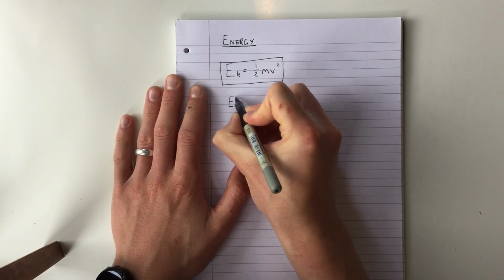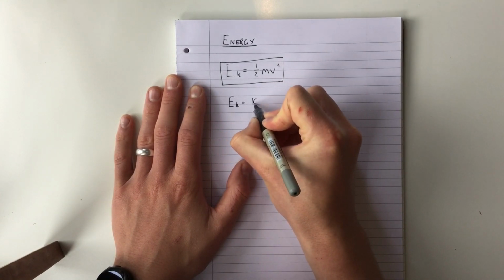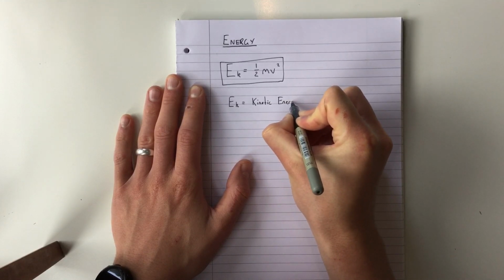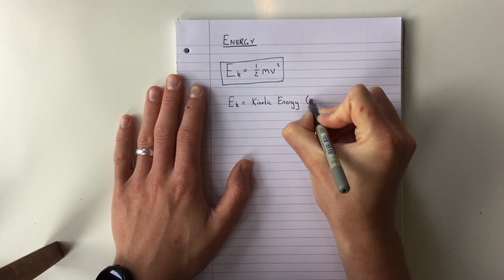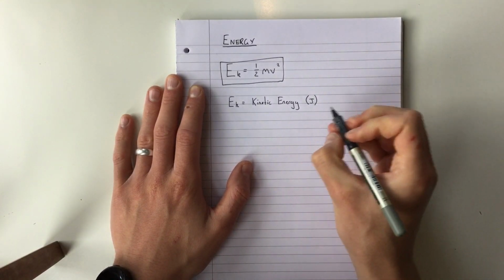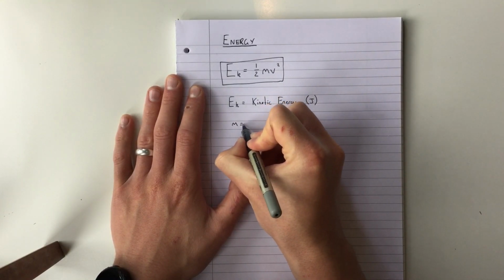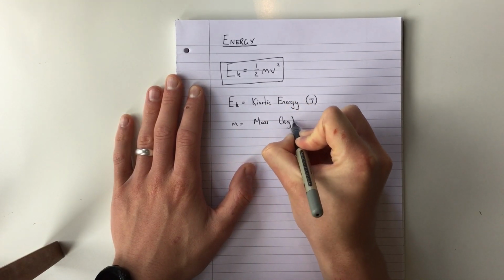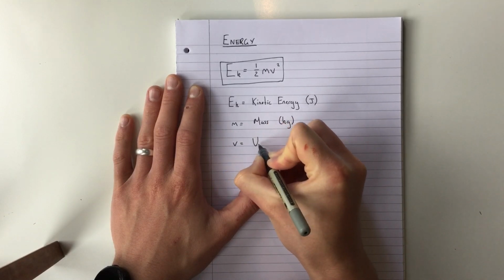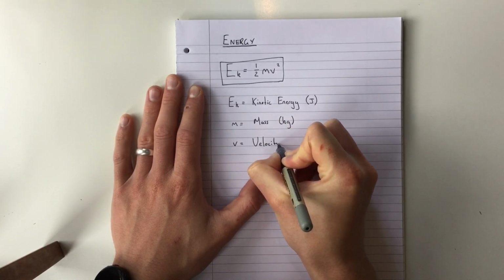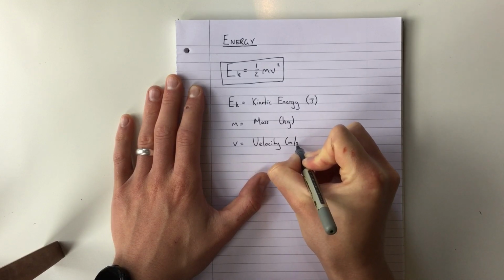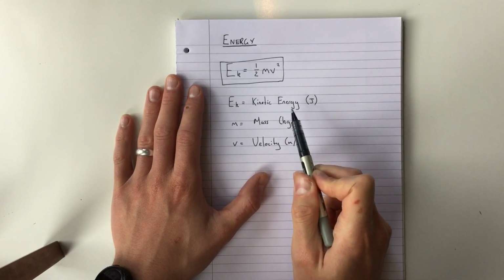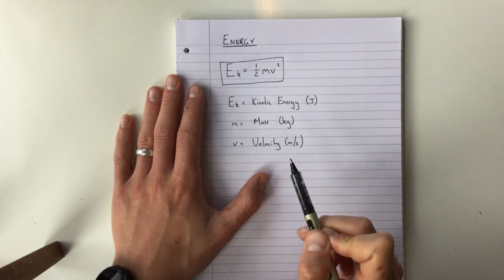EK, as you might have suspected, is kinetic energy, which is measured in joules, as we found out from last week. We've got m, which is mass, which you will be aware of from other equations. And we've got v, which is velocity, which again you'll be aware of, and the units are meters per second. So we've got kinetic energy, movement energy, with its mass and its velocity. We're going to explain that in 2 seconds.